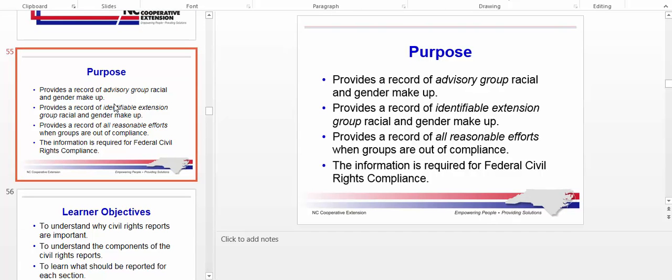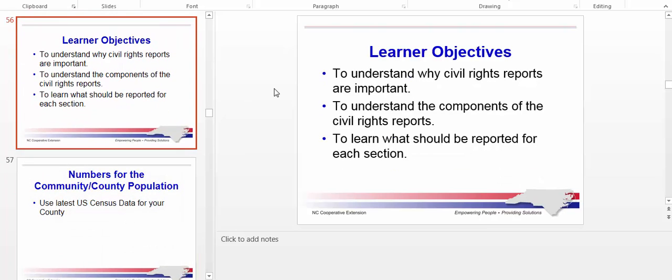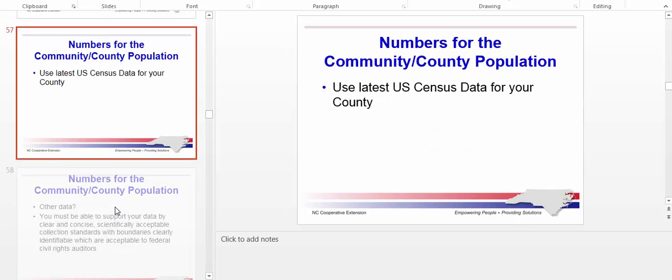The purpose is to provide a record of advisory group racial and gender makeup, a record of identifiable extension groups' racial and gender makeups, and a record of all reasonable efforts within our groups to try to get folks into compliance. The information is required, as I said, for our federal civil rights compliance. To understand why civil rights reports are important, is part of the objectives and the components, and learn what should be reported for each section.